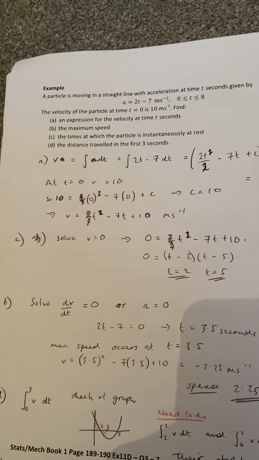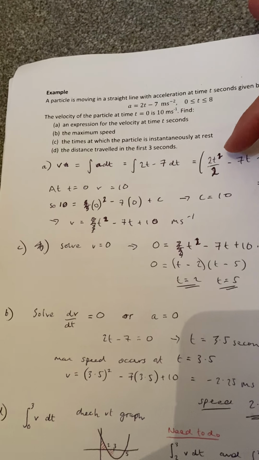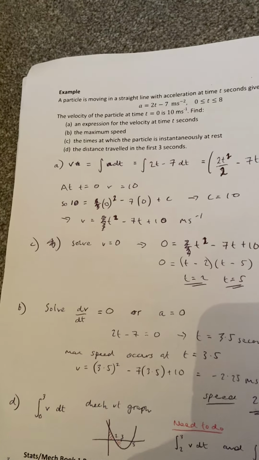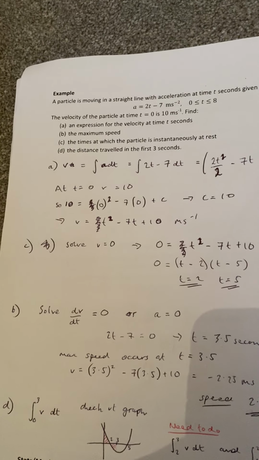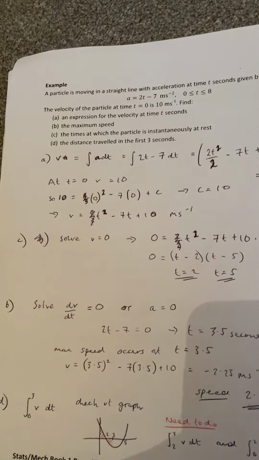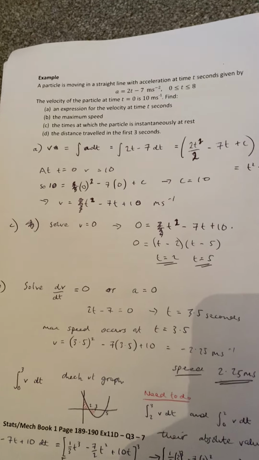Then we've got our, sorry about the mistakes, I messed up. I think I put a 3 here or something. Anyway, so velocity is t squared minus 7t plus 10 meters per second. That's my expression for velocity at t seconds.